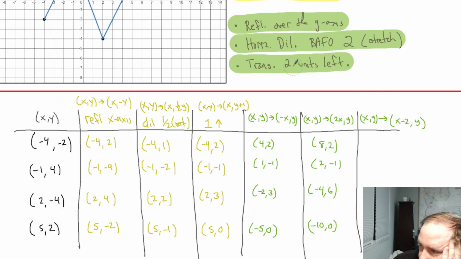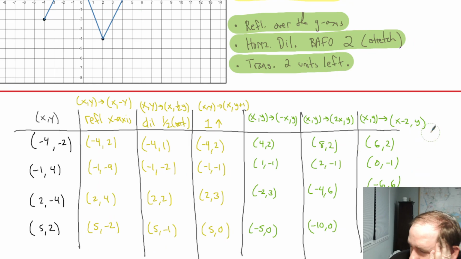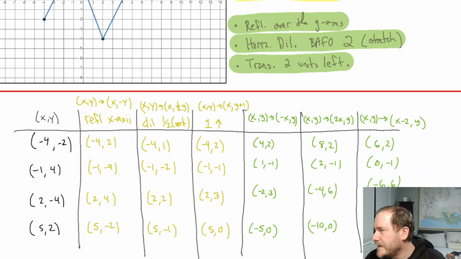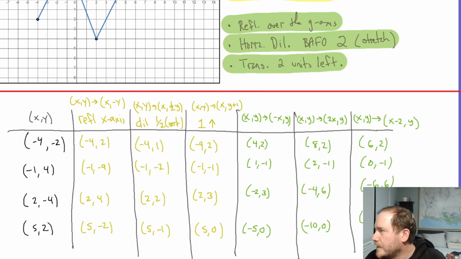And then finally we want to go 2 units left, so let's subtract 2 from all of our x's. So we'll go to (6, 2), (0, -1), (-6, 6), and (-12, 0). And unless I made some boneheaded mistake, that ought to be it. So those 4 coordinates in the last column should be all we need.